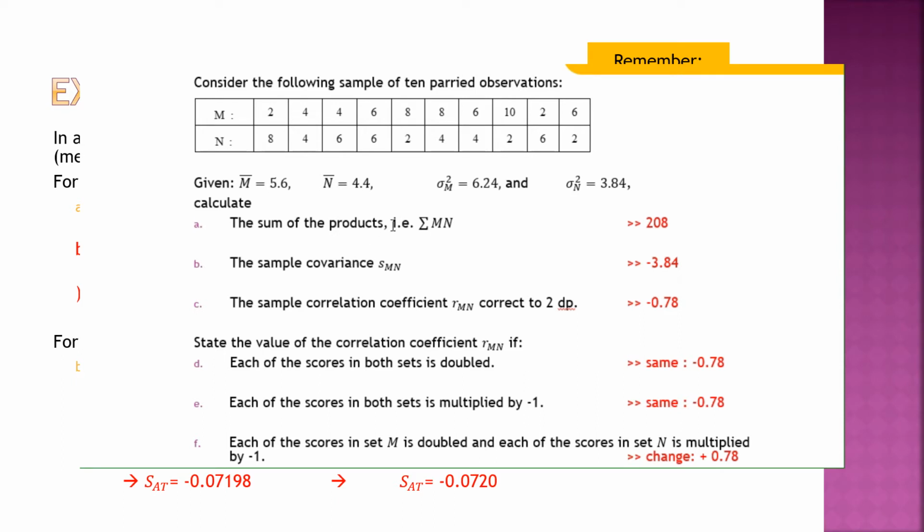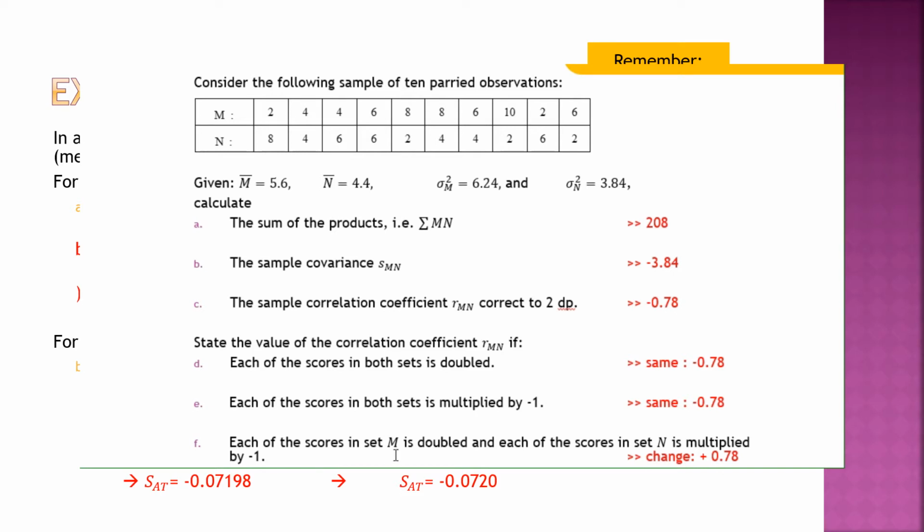For this one, the sum of these products, sample covariance, correlation coefficient, the table given, put in the calculator and just get the values for me. That shouldn't be a problem. If each of the scores in both sets is doubled, that means M times 2, N times 2, what will happen? Nothing will happen. Your correlation coefficient will stay the same. Each of the scores in both sets is multiplied by -1. M is multiplied by -1, N also multiplied by -1. What will happen? No change because both are multiplied with the same sign.